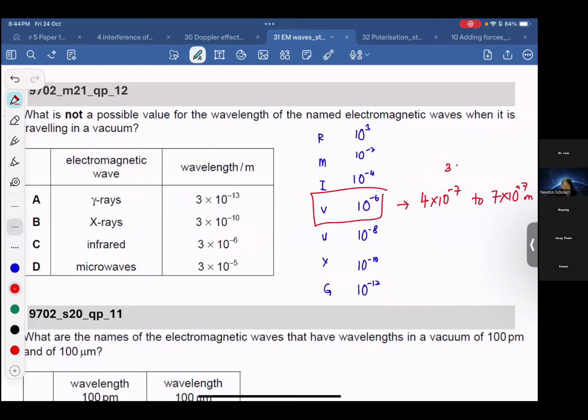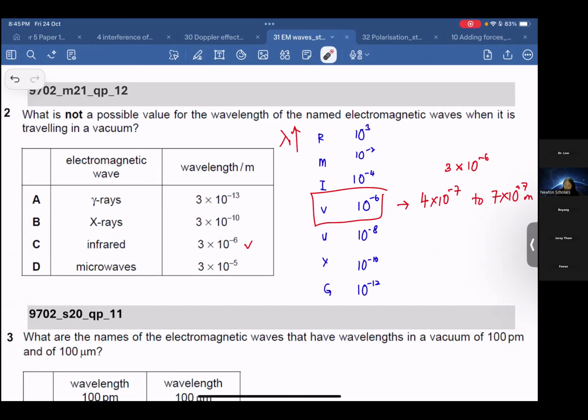This one is 3. That means it's above the visible light, longer wavelength. So the infrared 3 times 10 power of negative 6 is also correct, because it should be a longer wavelength. It's longer than 4 times 10 power of negative 7. So it should be correct.